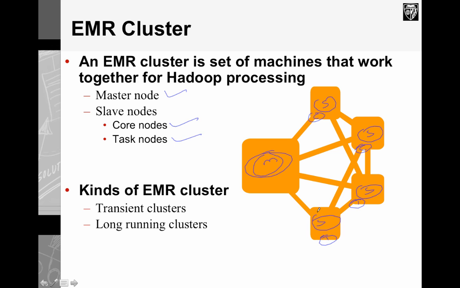But just remember right now that they have one master node, and in terms of slave nodes, there will be several core slave nodes and several task slave nodes. In terms of the kinds of EMR cluster, you can have a transient cluster or a long-running cluster. In a transient cluster, you have a cluster that comes up, does the work, and shuts down. In the long-running cluster, it comes up, does the work, and hangs on. You can log in, you can interactively work with it. So these are the two types of EMR cluster. Now let's go ahead and look at this in great detail.